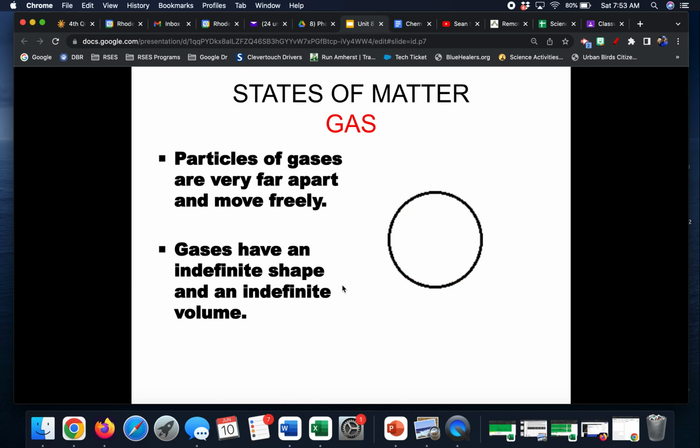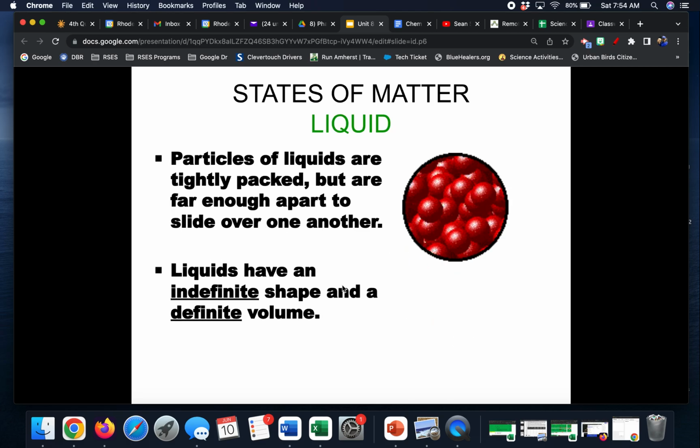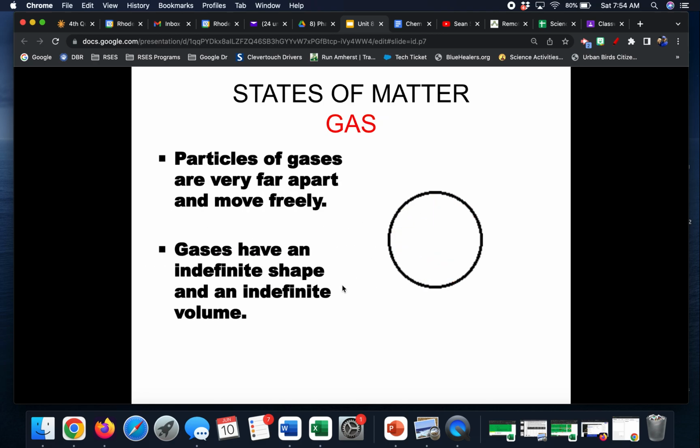Increase the heat on a liquid, and you can get to a gas. Notice the picture shows those particles are moving fast, free, and they're very far apart. And gases have an indefinite shape and an indefinite volume. So gases will spread out as much space as they're given, so they don't have a given or definite volume. So again, solids, definite shape, definite volume. We move to the liquids, indefinite shape, definite volume, and then the last combination we said is indefinite for both.